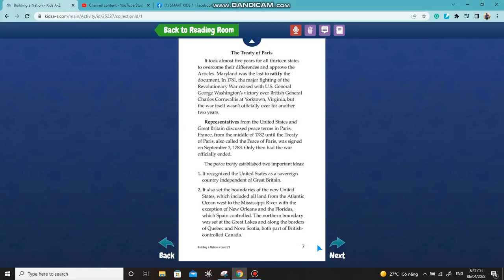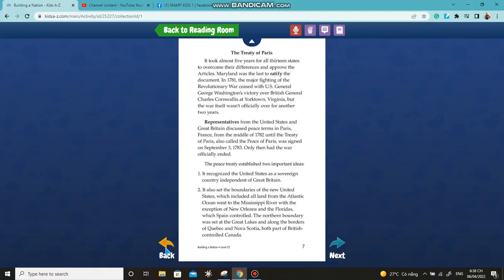Representatives from the United States and Great Britain discussed peace terms in Paris, the capital of France, from the middle of 1782 until the Treaty of Paris, also called the Peace of Paris, was signed on September 3, 1783. Only then had the war officially ended. The peace treaty established two important ideas. It recognized the United States as a sovereign country independent from Great Britain.